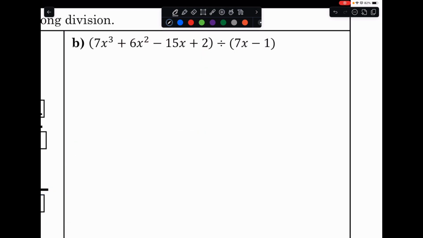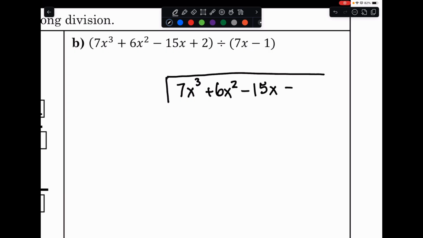So let's look at this example. I'm not going to include the template this time. I'm just going to do it without the template and set it up again the exact same way. So our division box, and we're going to write 7x to the third power plus 6x to the second minus 15x plus 2. And we're going to have 7x and negative 1 there.